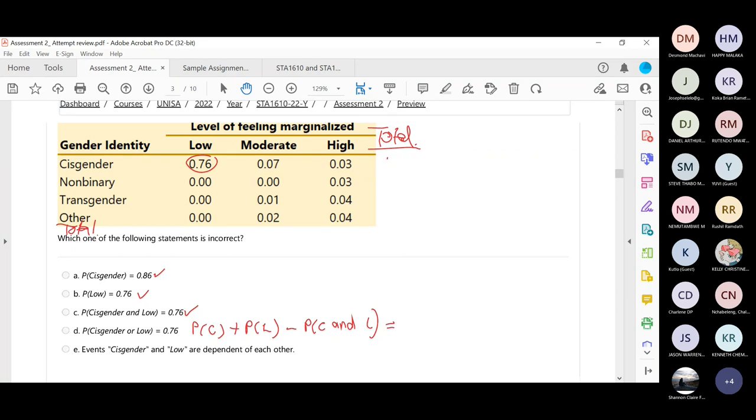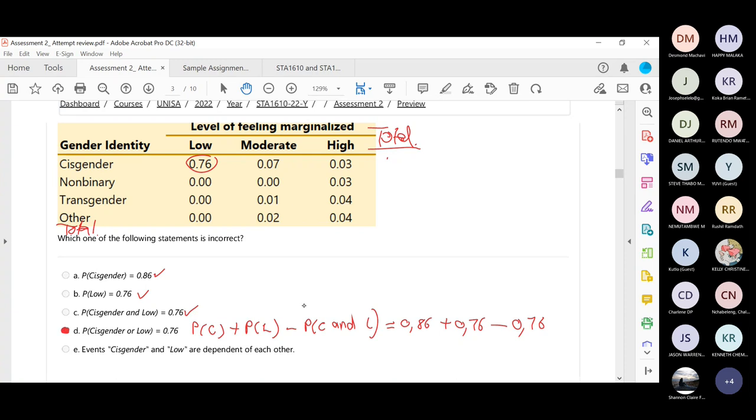We know that the probability of cisgender is 0.86 plus the probability of low is 0.76 minus the probability of cisgender and low, 0.76. The answer is 0.86, which means this is the incorrect one.